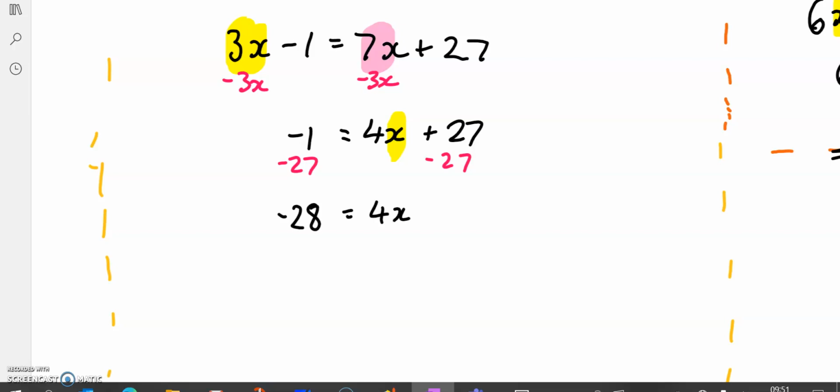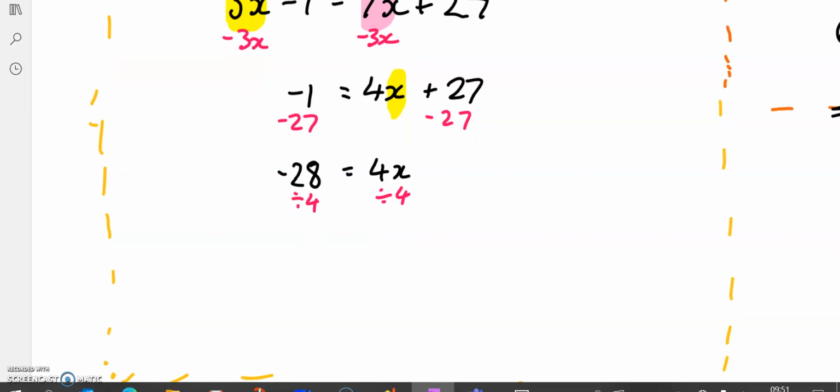4 is multiplying x. The opposite of multiplying by 4 is dividing by 4. So we're going to have 28 divided by 4 is 7. So minus 28 divided by 4 is minus 7. And that's equal to x. So we'd say that x is equal to minus 7. Remember, negative answers are totally normal.